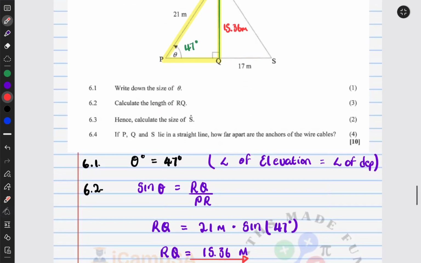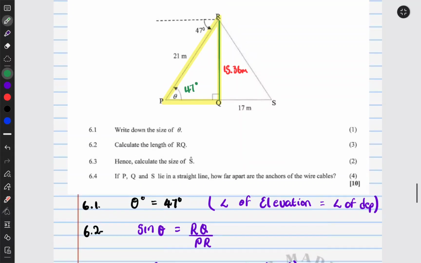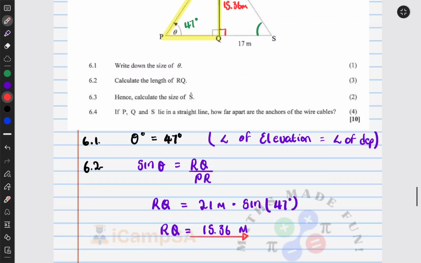Okay, and then hence calculate the size of angle S, this angle here. Now recognize that this is also a right angle triangle, because this angle here is 90 degrees. Angles on a straight line, remember your geometry. So we have two sides there on that right angle triangle. We have RQ, the side that is facing the angle S that we are looking for, and we have 17, the side that is adjacent. So we have an opposite side and the adjacent side, and the trigonometric ratio we can use to determine angle S is the tan ratio.